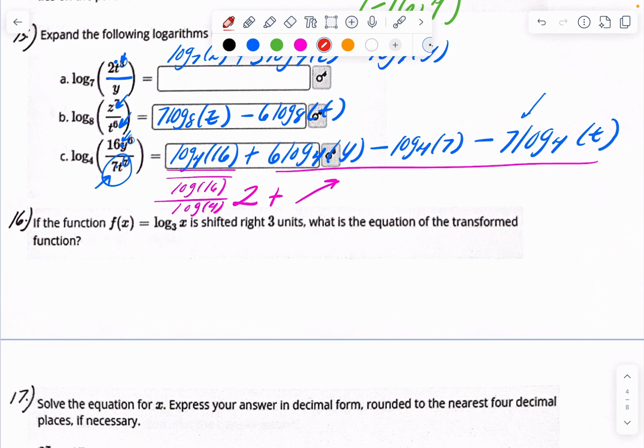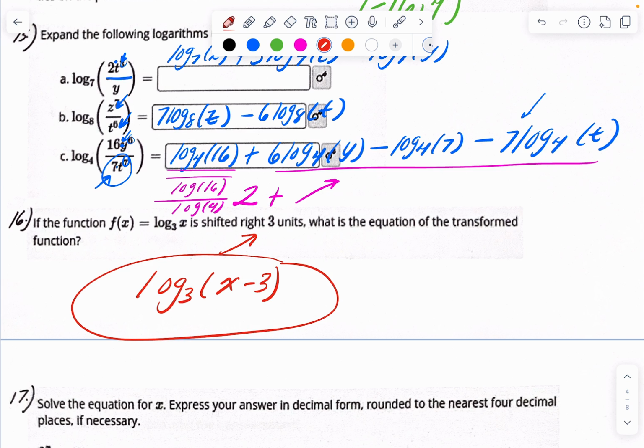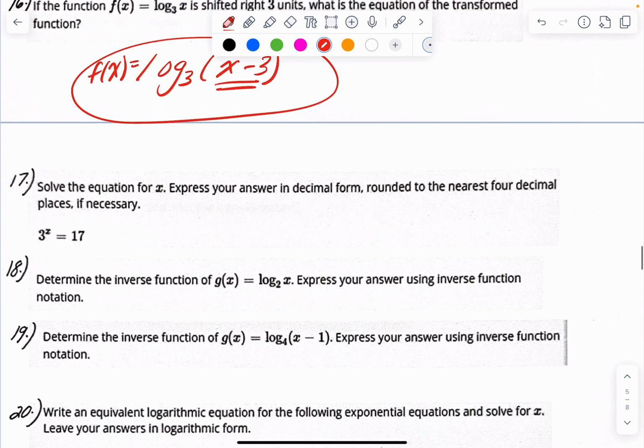Write the equation if it is shifted right 3 units. So you would say, okay, log base 3 of x minus 3. It's just left and right are grouped in with x. We put the opposite of the sign. And so we'll say f of x equals log base 3 of x minus 3.